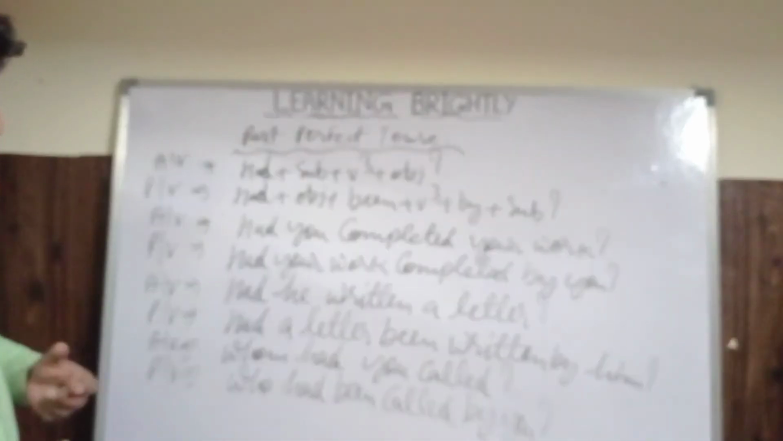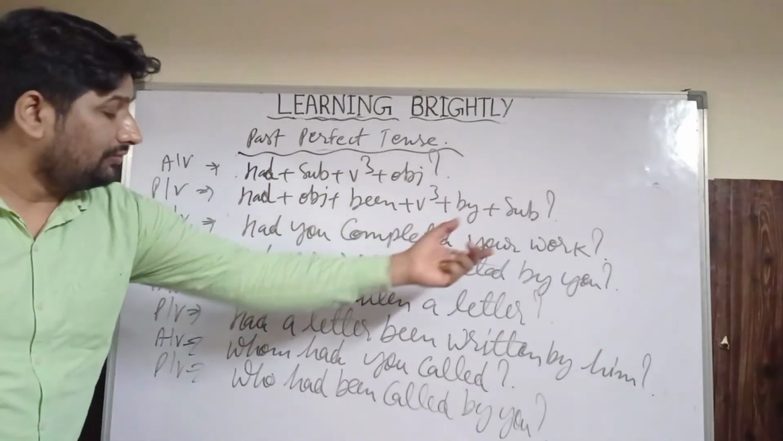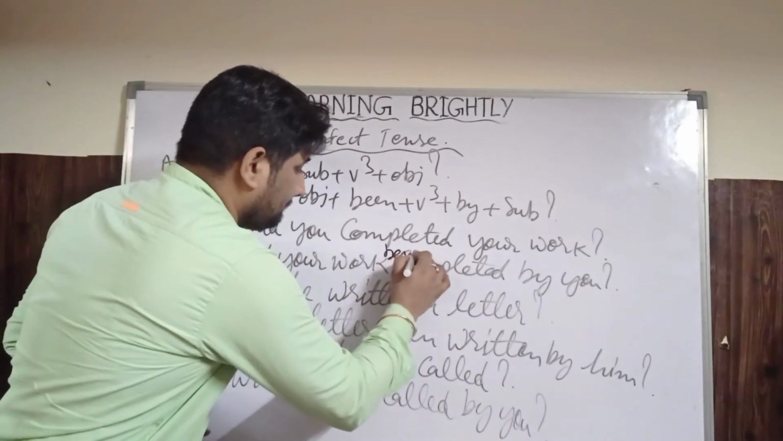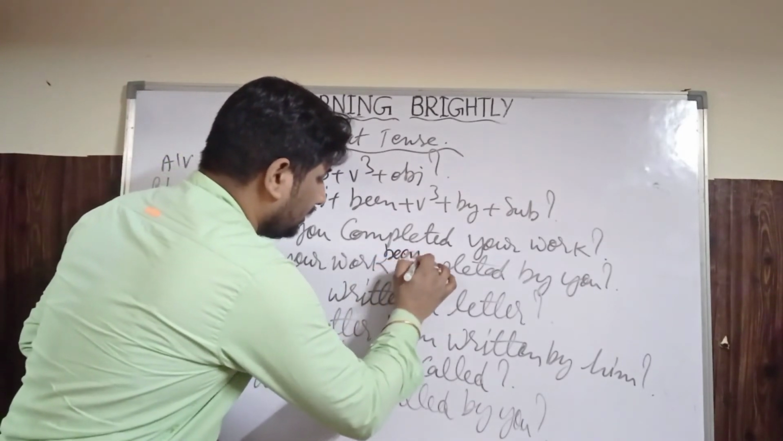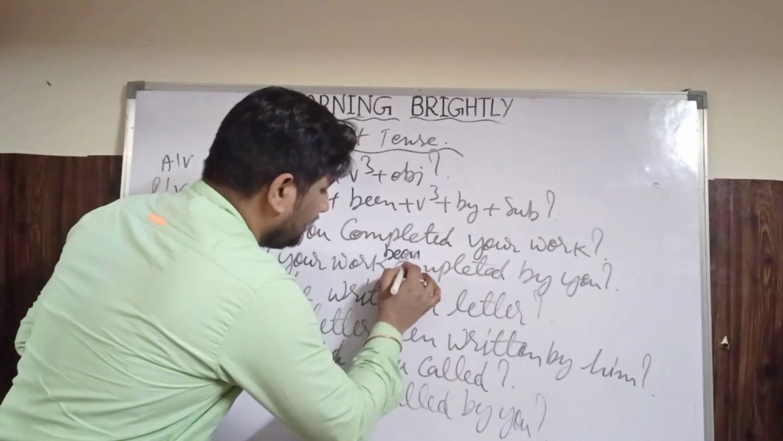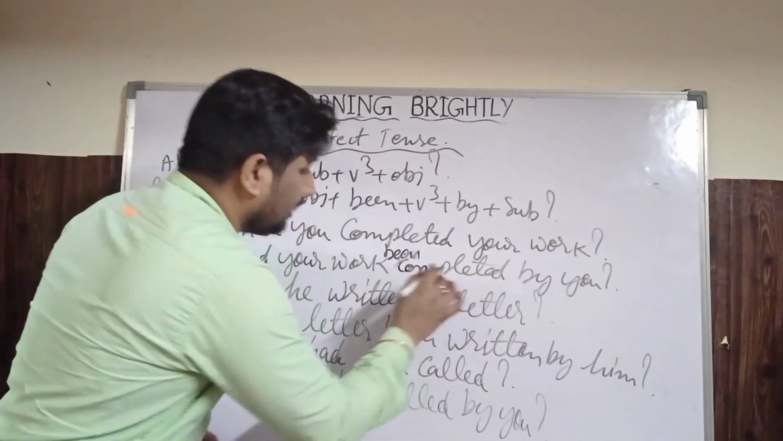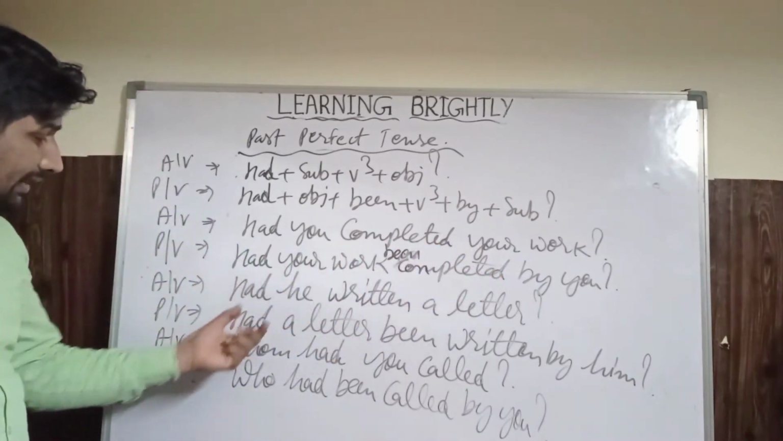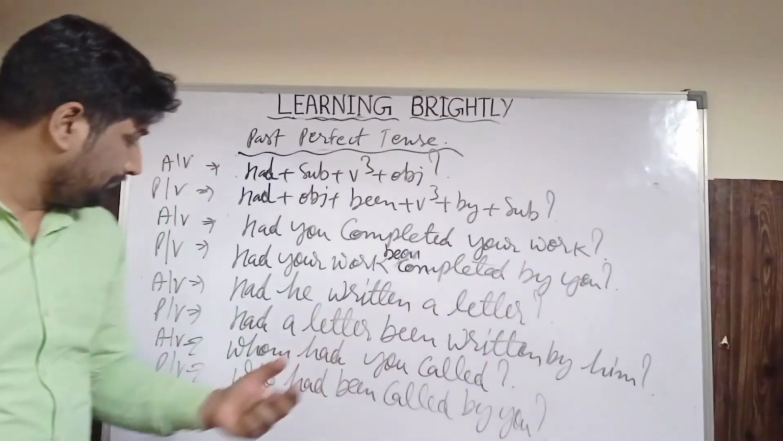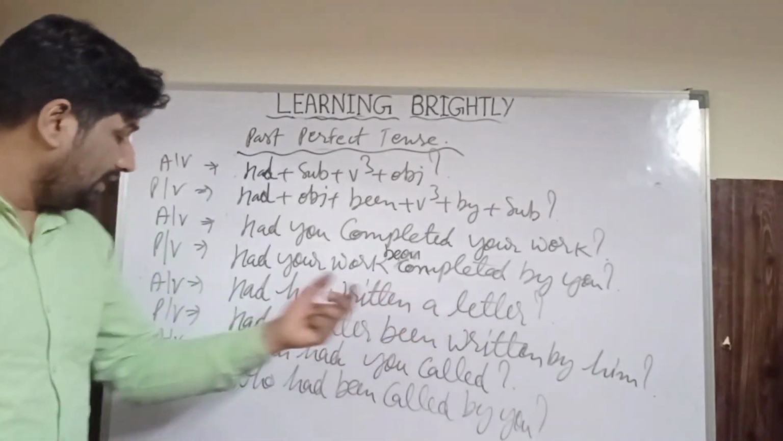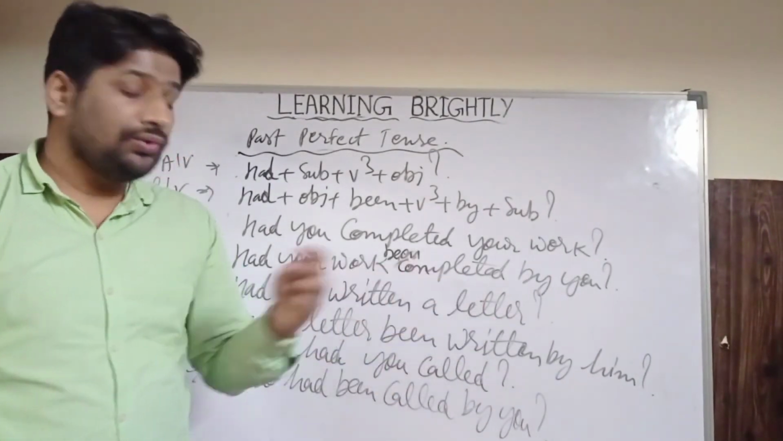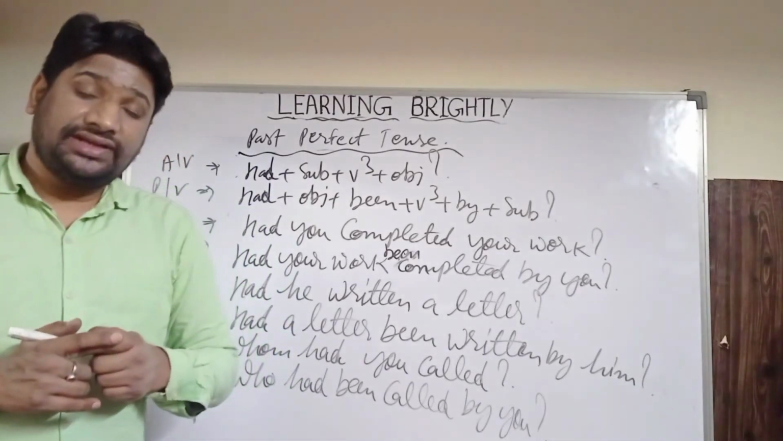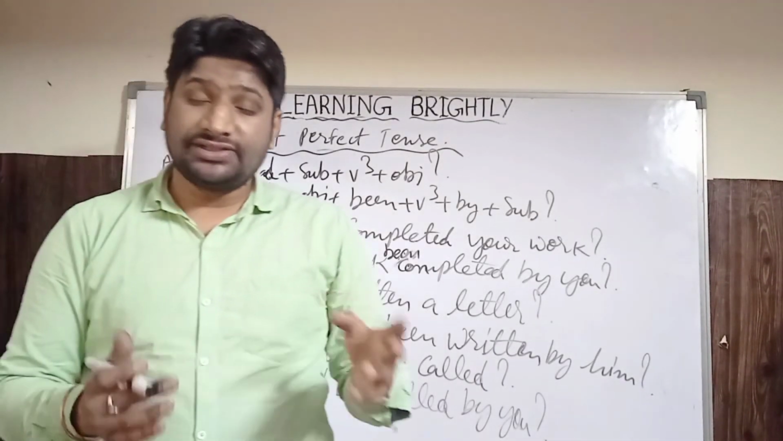Let's have a look. Had you completed your work? Had your work been completed by you? Had he written a letter? Had a letter been written by him? Whom had you called? Who had been called by you? So like this, you can make a number of sentences. So dear friends and dear students, I hope you have understood this topic.